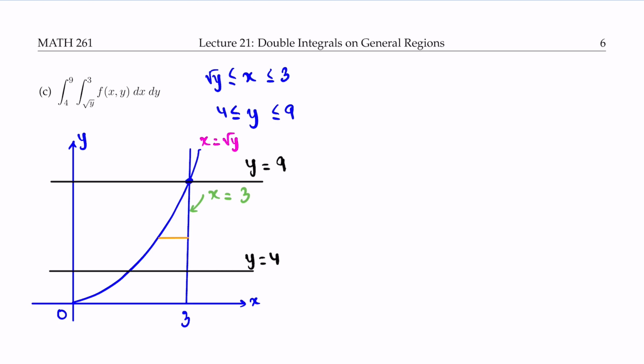Now, if you want to switch the order of integration, we're going to put in a vertical line. The lower end of the line touches the function y equal to 4. So you have y bounded below by 4 and bounded above by this function. You have x equal to square root of y. And when you solve for this, you get y is equal to x squared. So here y is bounded above by x squared.